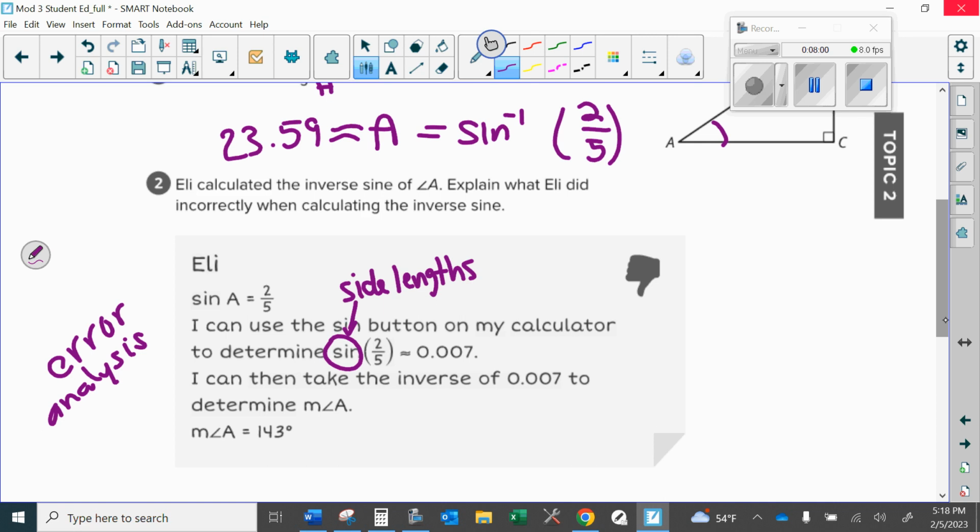Inverse sine, remember, inverse sine is for angle measure. We're trying to find the angle measure of A. So you have to use inverse sine. So he did sine of 2/5, got 0.007. Then he took the inverse of that. Remember, the inverse is that x to the -1 button. He took the inverse of that, determined the measure of angle A, and got 143. Wrong.